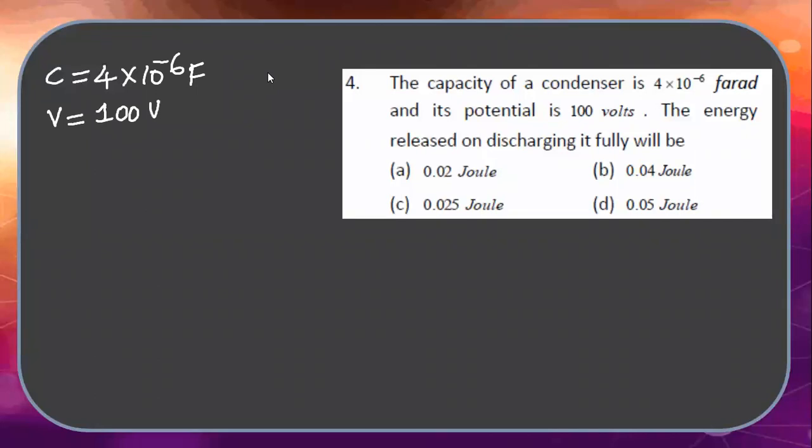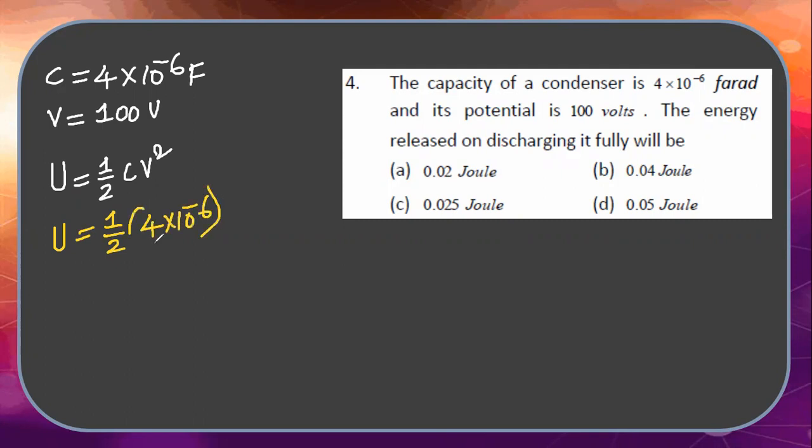Energy U is equal to half QV, half CV square, half Q square divided by C. So the energy stored U is equal to 1 by 2 CV square. Then U is equal to 1 by 2 into C, which is 4 into 10 power minus 6, into V, which is 100 whole square.